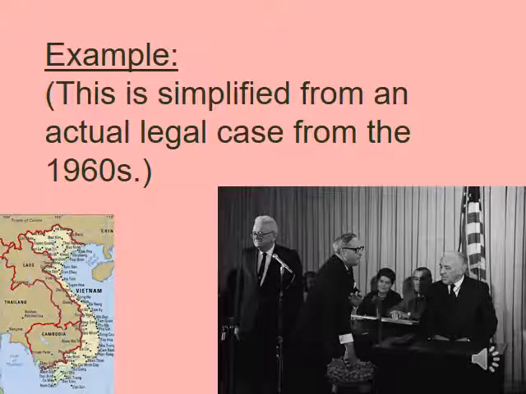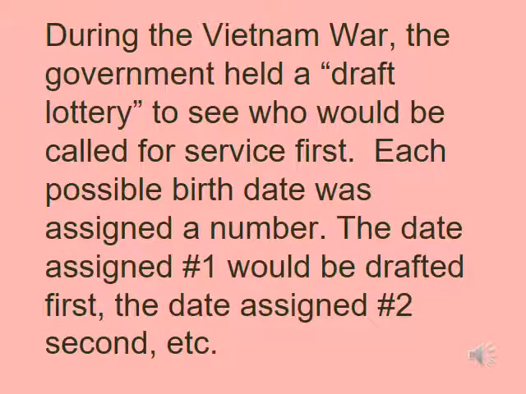And I want to do an example that is based on an actual legal case that goes back to the 1960s and the Vietnam War. And if you look at the picture on the bottom right, you'll see what this one's going to be about. During the Vietnam War, the government did hold what was called a draft lottery to see who would be called to service first. Everybody's birth date was assigned a number, and those that were assigned number 1 were the first people to be drafted and ship off to Vietnam.